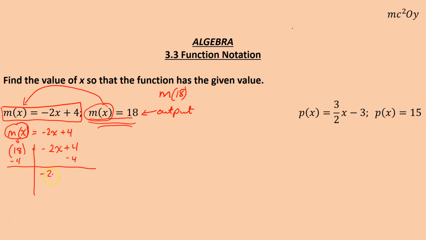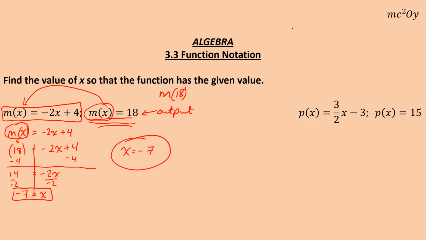I get negative 2x is equal to 14. And then I could divide by negative 2, and I get x is negative 7. So the input I would have to use to get an output of 18 is negative 7. So x would equal negative 7. So that's what they're asking you to do.